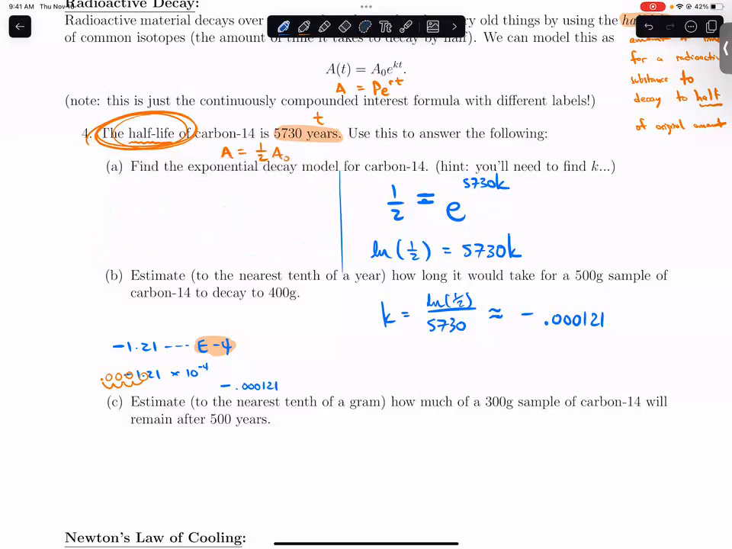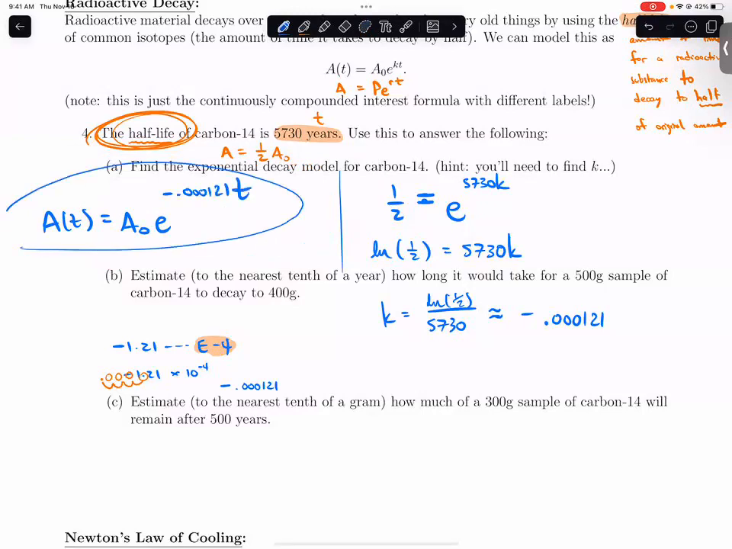Okay, so the exponential decay model for carbon 14 then, A of T is A naught E to the negative 0.12321 T. And then that's what you're going to use to answer the next two parts. Basically what we just did, if you want to tie it back to the interest problems again, is find the R value. And now we're just plugging in and answering other questions.